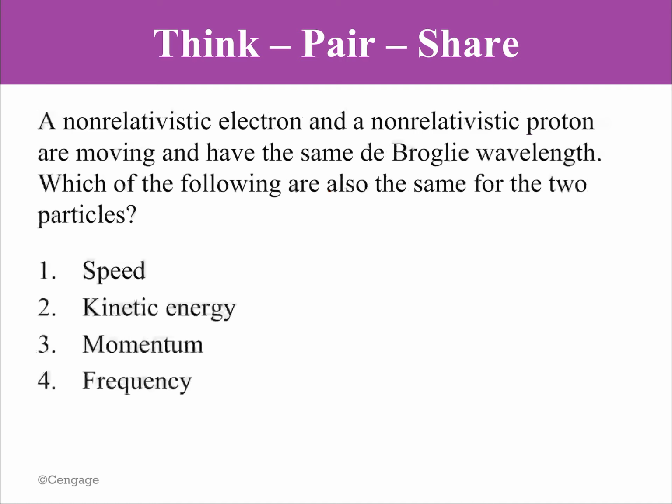A non-relativistic electron and a non-relativistic proton are moving and have the same de Broglie wavelength. Which of the following are also the same for the two particles? Well, it turns out only their momentum. If they have the same wavelength, they must have the same momentum. We know that because lambda equals h over mv, or more importantly, lambda equals h over p. So if you have a particular wavelength, you also have a particular momentum. But if your m is different, then your v is going to be different. So they will have different velocities.